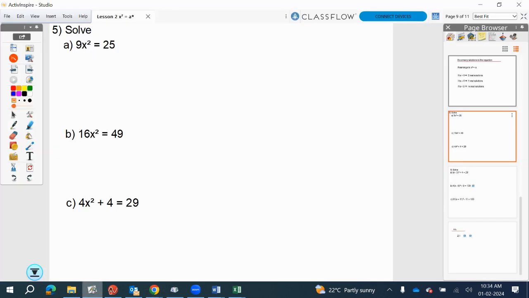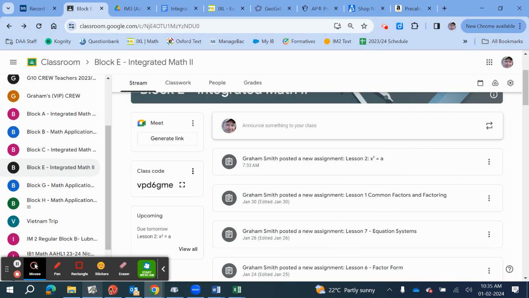Rearrange your equation into the characteristic form x squared equals a. A would be 25 over 9. Take square roots of both sides, plus minus the root of 25 over 9. So x is equal to plus minus 5 over 3. This is our answer. We can write our answer in this format if we want. Try the other one.